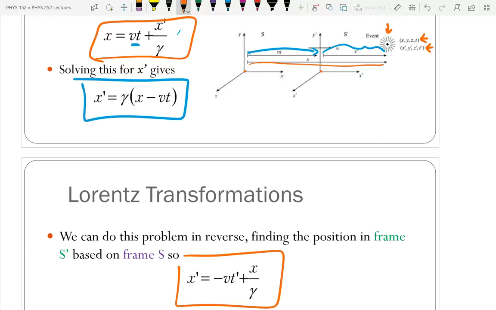And so now you have x prime is equal to minus vt prime, minus because in the prime reference frame you see the unprime move in the opposite direction, and then plus x over gamma because you're going to see their length contracted.